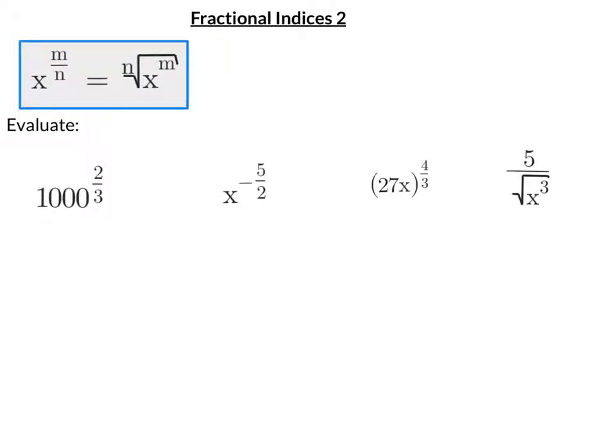In this video, we'll look at some more fractional indices. This time, when it's not a power of 1 over n, but m over n. And what happens this time is it's still the nth root of x, but that's to the power of m. So let's look at a few examples.